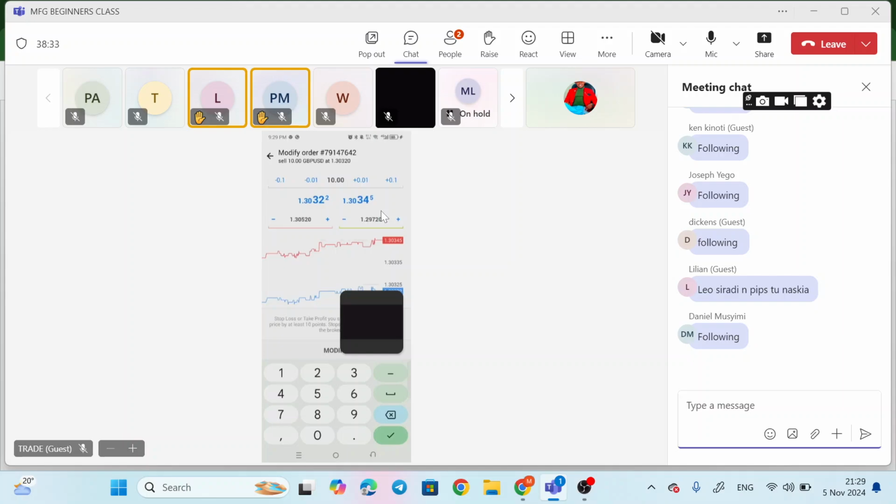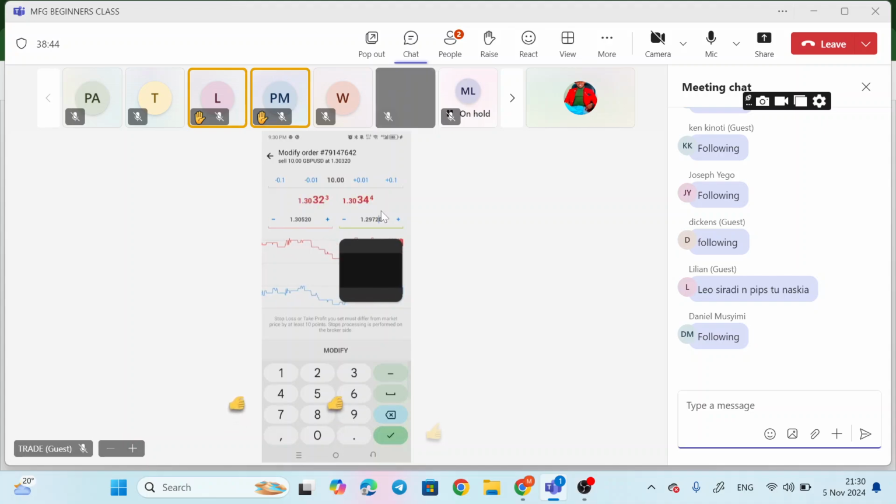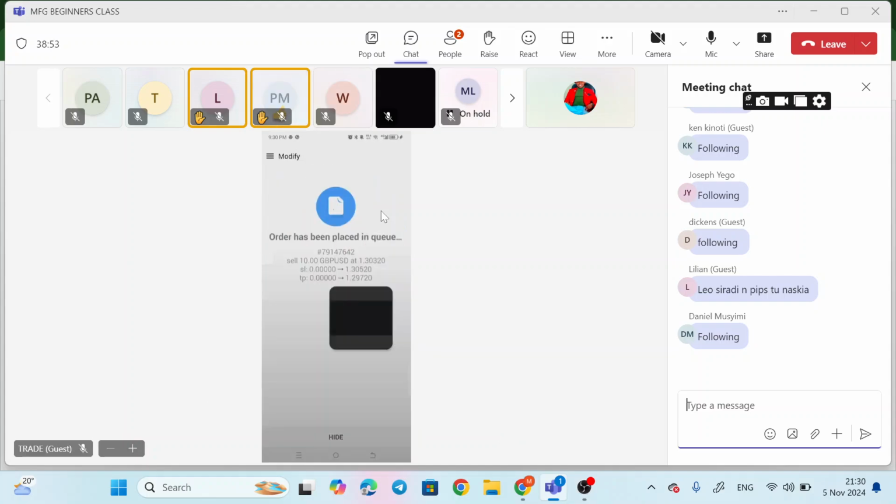Once you do that, immediately click modify. How many are seeing modify? Thumbs up if you are seeing an area written modify. Yes, yes. Okay, so you come and click modify. Order is modified.